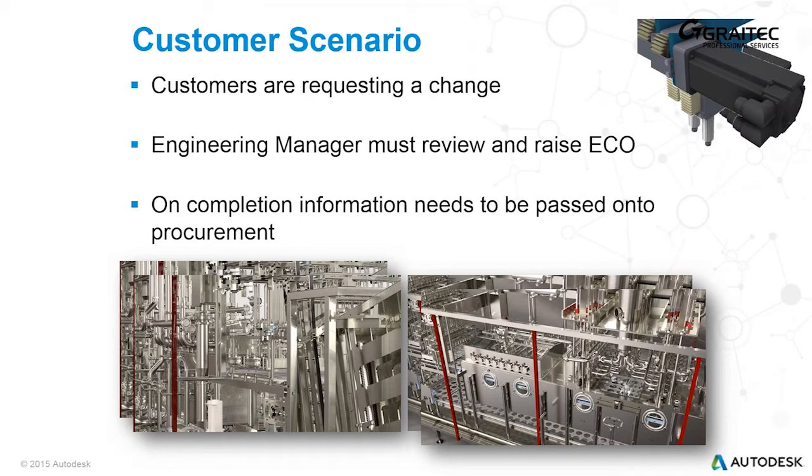So just to set the scene for the demonstration, in this situation, a customer has approached Osgood and they've asked to change the position of one of their components within the product. So they have a servo motor that's currently horizontally mounted and they need to change it to a vertical mount. So this has been identified by a field service member, and he needs to communicate the customer's wishes to the engineering manager as quickly and as simply as possible. The engineering manager then needs to review, raise the ECO, and assign the work to the relevant engineer. Once the engineer has completed this information, it needs to be passed on to procurement in order for them to begin the purchasing process for parts and materials.